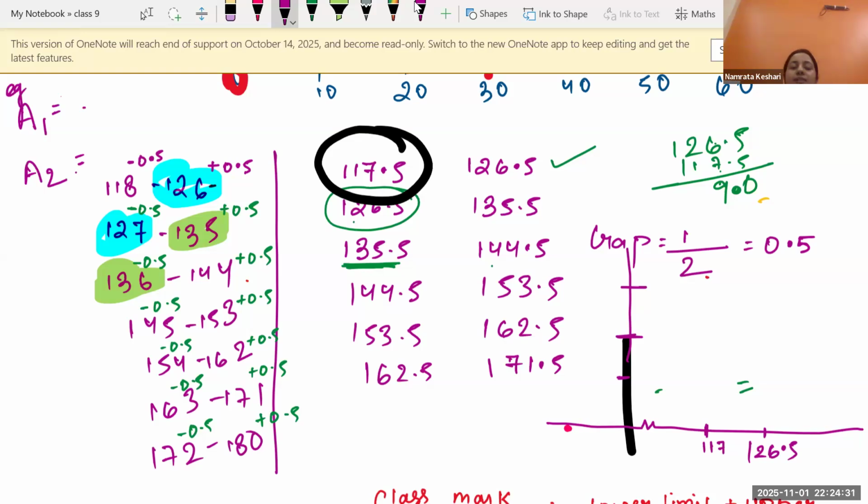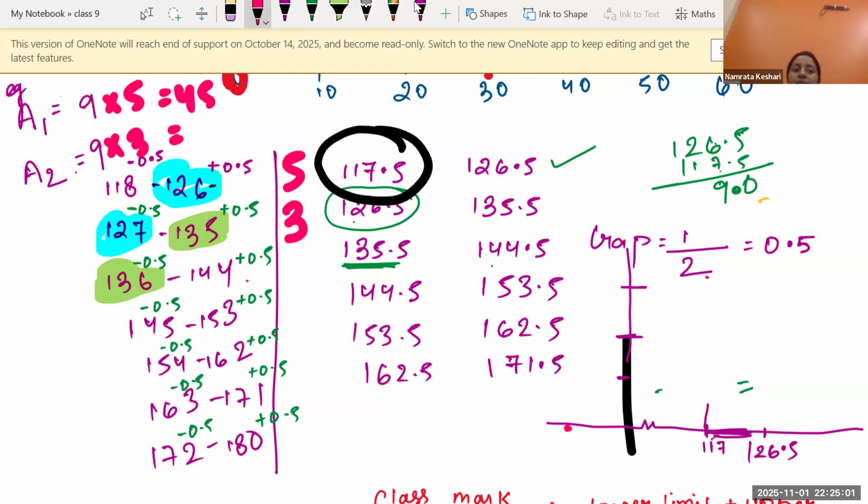For this example, let's say the class size is 9 over here and 9 over here as well. So the width of the class we have taken is 9. Now the frequency: maybe the first frequency is 5 and the next frequency is 3. Width is the same in both cases. Now the length we need to multiply for finding the area. Here the length is 5, here the length is 3. 9 times 5 is 45, and here 9 times 3 is 27.